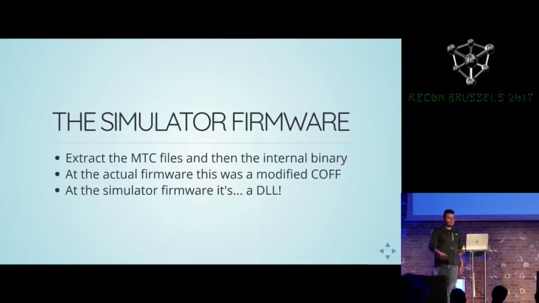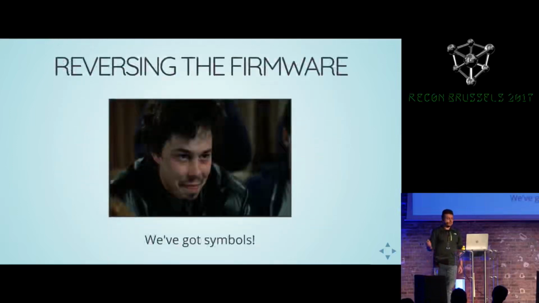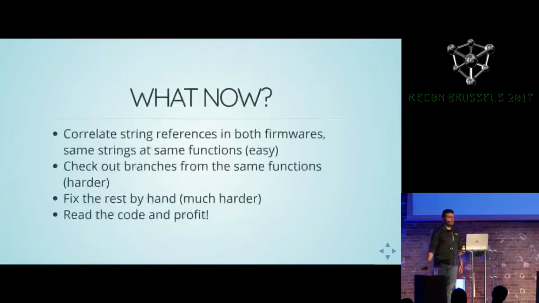We use exactly the same tools to extract the internal binary, and this time it's a DLL. So we've got symbols. What can we do? We correlate string references in both firmwares. The same strings should be referenced by the same functions. This is pretty easy to complete. Then we check out branches. Same functions should branch to the same functions. The rest will be fixed by hand, and we can read the code and profit.